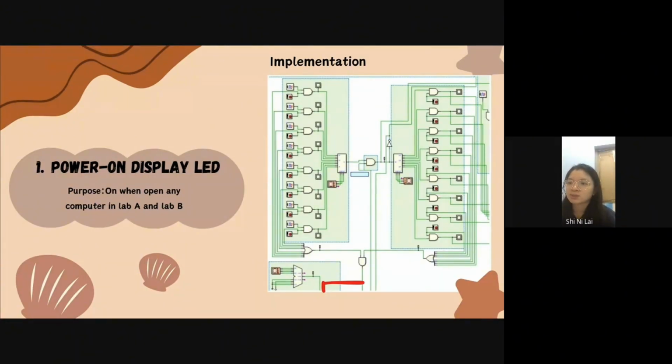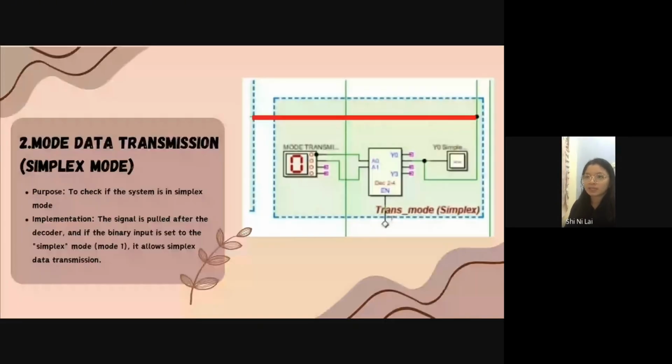So for the power on display LED, we just pull the signal after the AND gate so that the LED will be on when we open any computer in lab A and lab 2. To implement the mode data transmission simplex mode, to check if the system is in simplex mode, we pull the signal right after the decoder so that when the binary input is set to mode 1, the LED will light up.